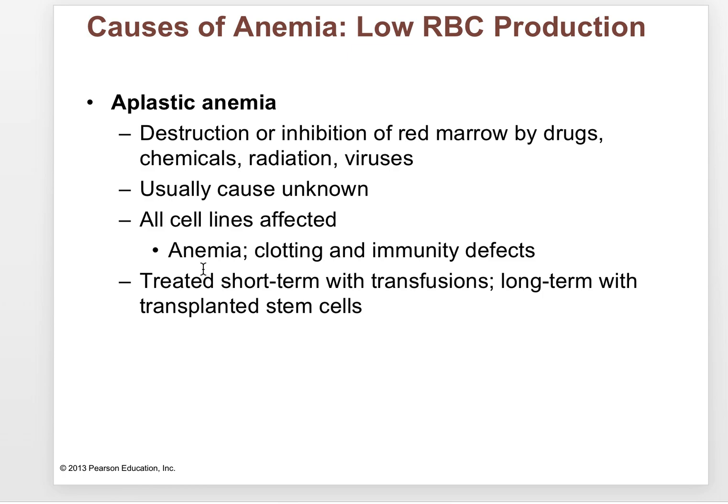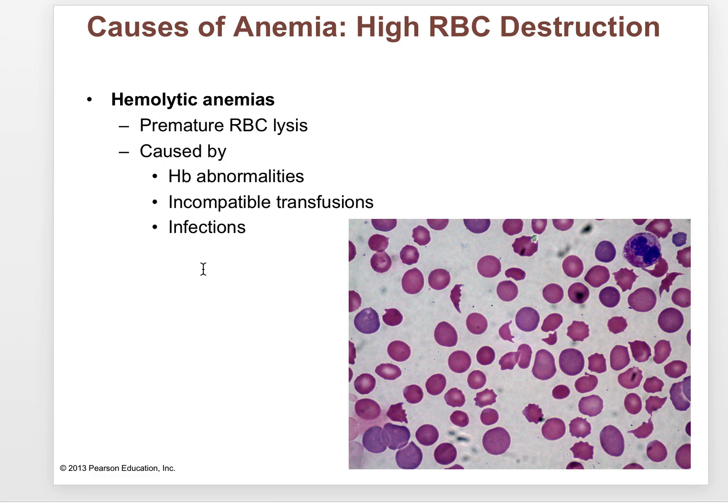Hemolytic anemias are the result of premature red blood cell lysis or destruction. This is caused by hemoglobin abnormalities, incompatible blood transfusions, or infections. Sickle cell anemia is one example of a hemolytic anemia. This is a slide of sickle cell anemia. Notice how some of the cells have sharp edges, sickle cell shaped instead of round. This would be a normal cell. This would be a sickle cell.